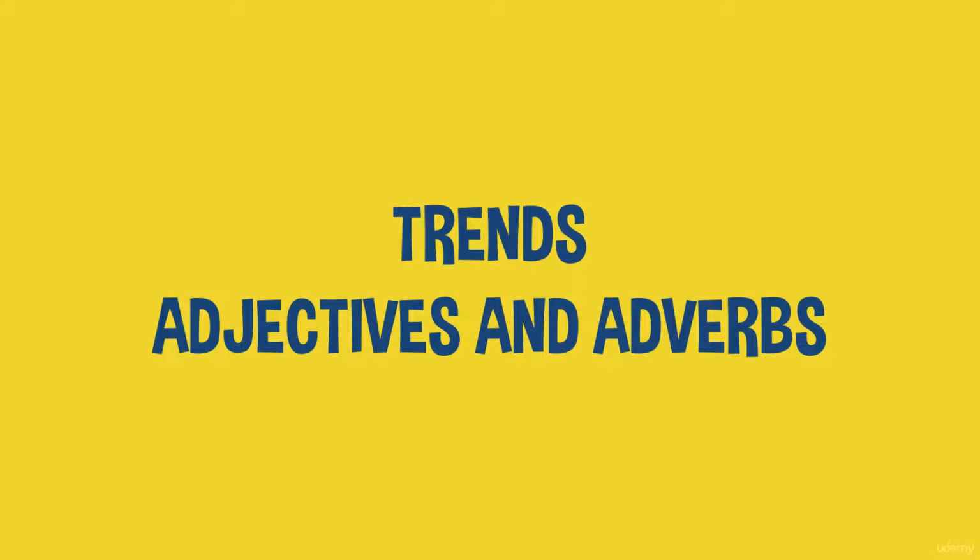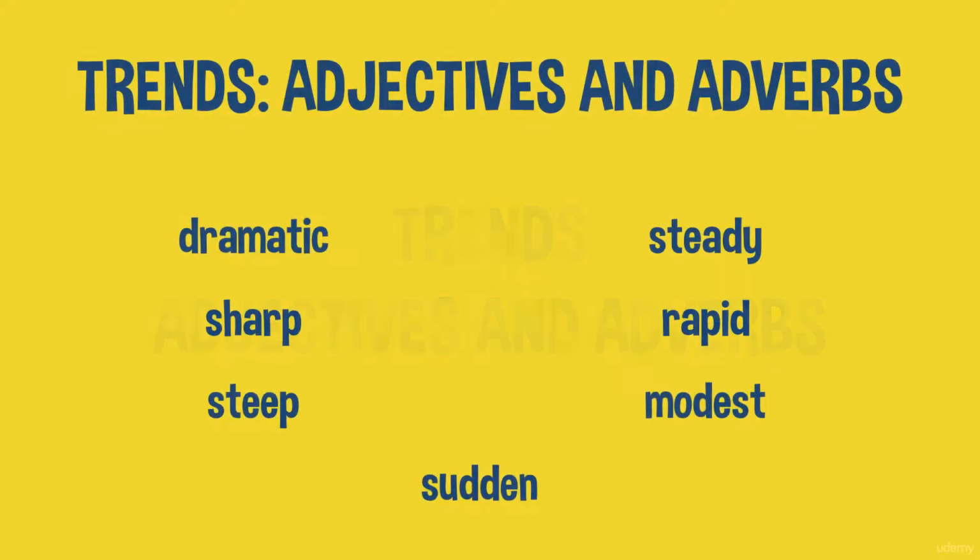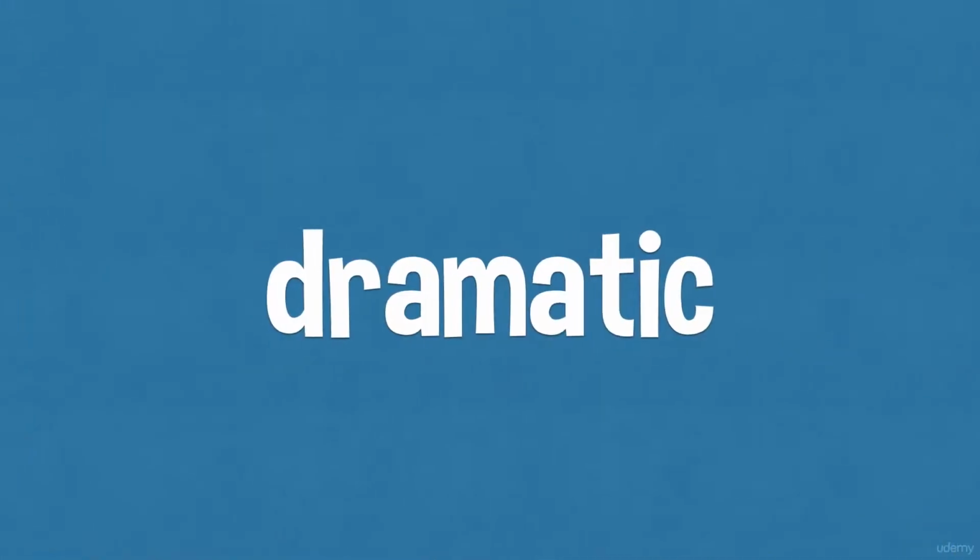In this lecture, we're going to look at some adjectives and adverbs connected with trends. And here are your 7 words: dramatic, steady, sharp, rapid, steep, modest, and sudden. So your first word is dramatic.